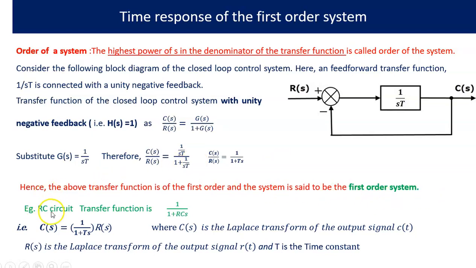An example is an RC circuit. We already derived the transfer function for an RC circuit, the electrical circuit, and its transfer function is 1 by 1 plus RCs. This RC is equal to the time constant T. So it is 1 by 1 plus Ts. So the RC circuit is an example for a first order system.